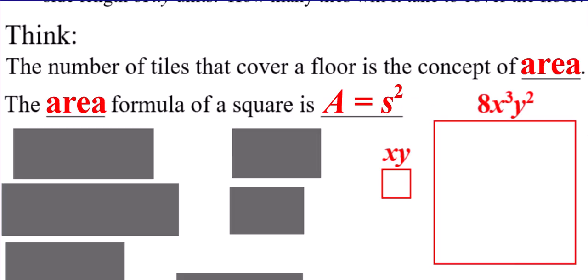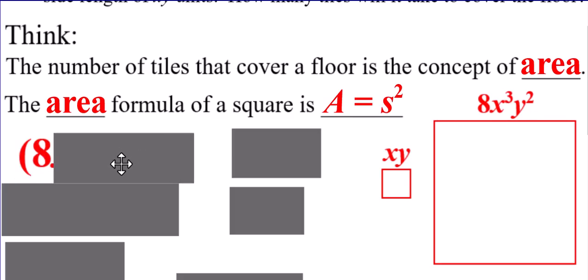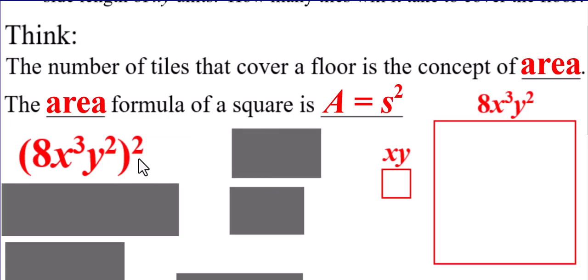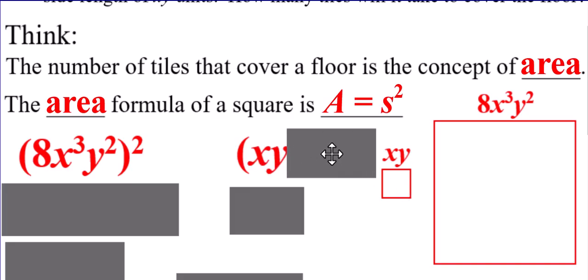So what's the first side measure we got? For the entire floor, the side measure is 8x to the third, y to the second, and we are going to take that to the second power. So write this down with me. And then what else do we have to do? We need to find the area of the little tile. So that's the side length of xy taken to the second power.